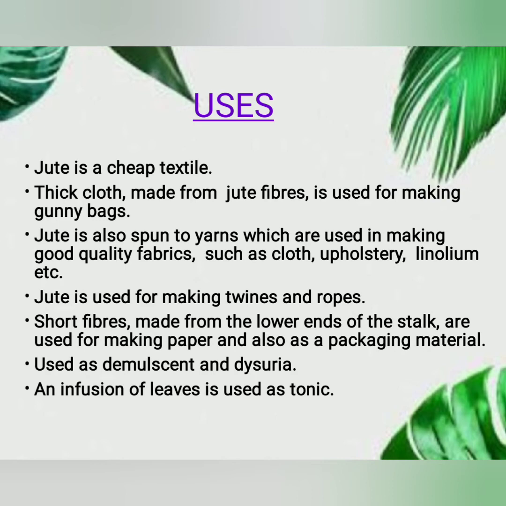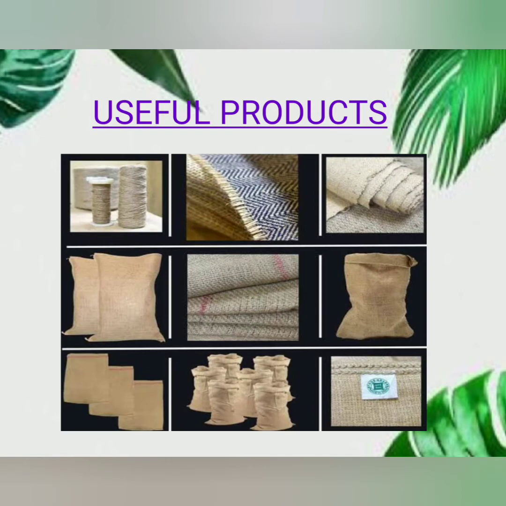Short fibers from the lower end of the stalk are used for making paper and also as a packaging material. It is also used as a demulcent and for dysuria. An infusion of leaves is used as a tonic. Next we have some of the useful products made from jute.